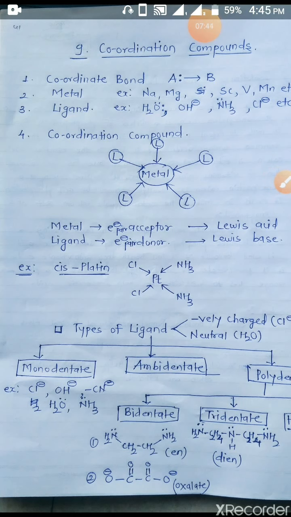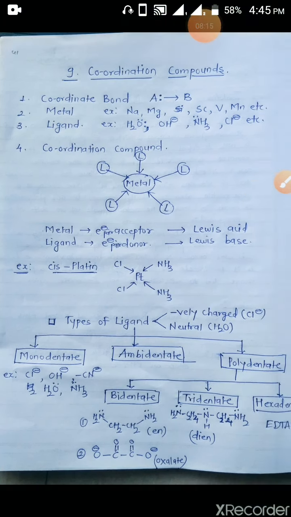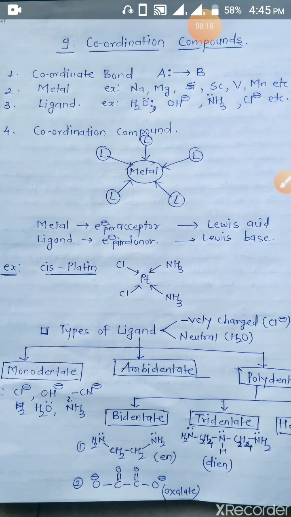Hope you have got the idea what coordination compound stands for. That is, the compound which contains a central metal ion or atom surrounded by a number of oppositely charged ions, meaning negatively charged, or neutral molecules like water. Such a compound is called a coordination compound, and the bond between them is always a coordinate bond. Now we will see the types of ligand.